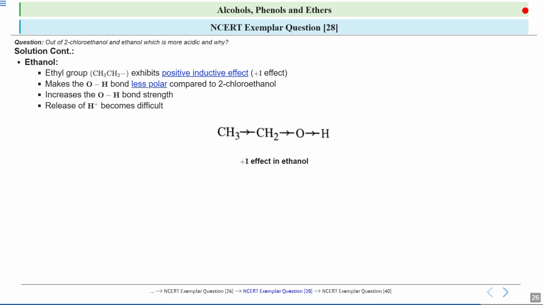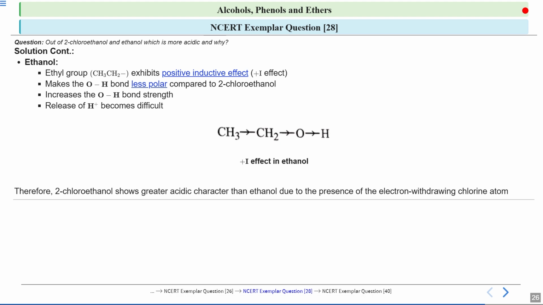So that is why, if it is difficult to release H+, ethanol will be less acidic as compared to 2-chloroethanol. So 2-chloroethanol will be more acidic than ethanol because the chlorine atom has a minus I effect. This will make the OH bond more polar in 2-chloroethanol and H+ will be released easily.